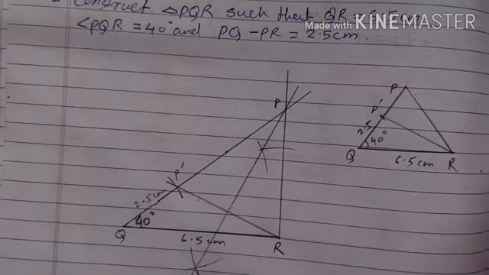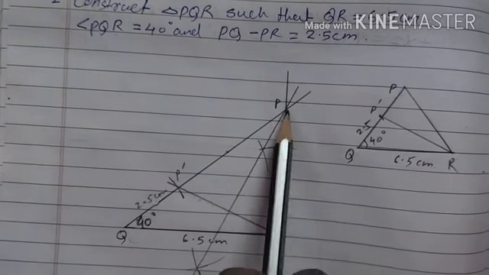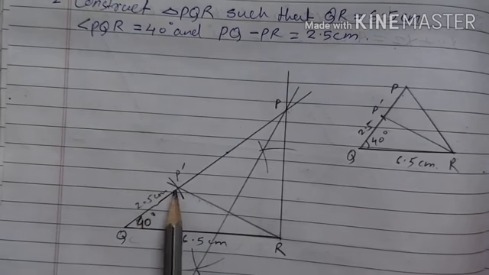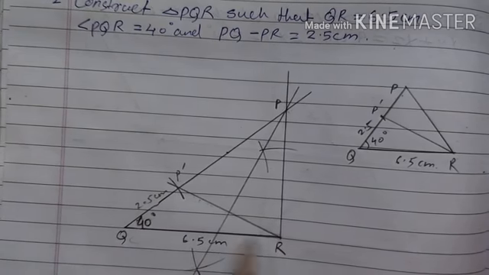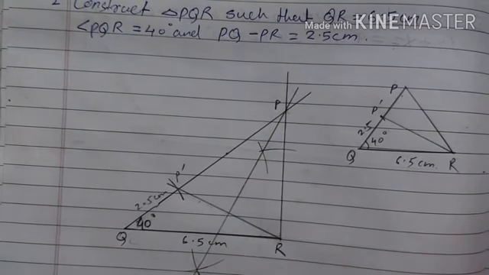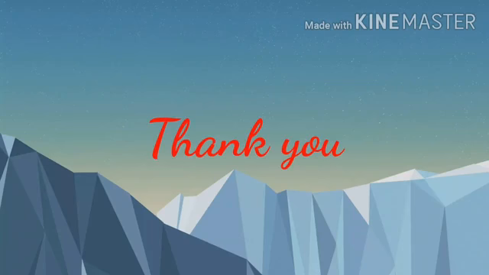I hope you understood the construction of this type of triangle. So first of all, draw base of a given length, then take the angle and then the subtraction of two sides given to you. Cut this angle ray at that length of subtraction that is given to you. Then draw the bisector and join, complete your required triangle.